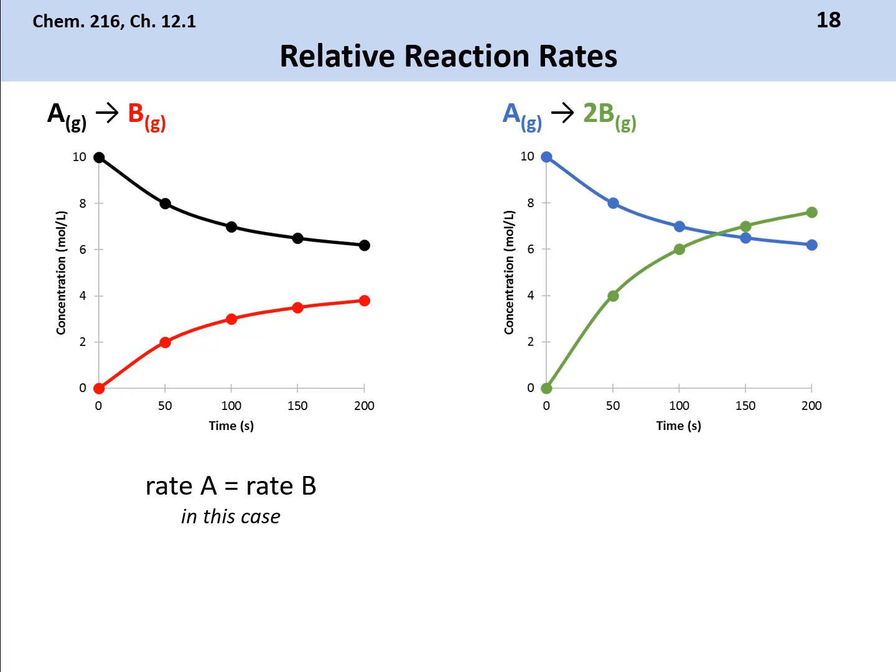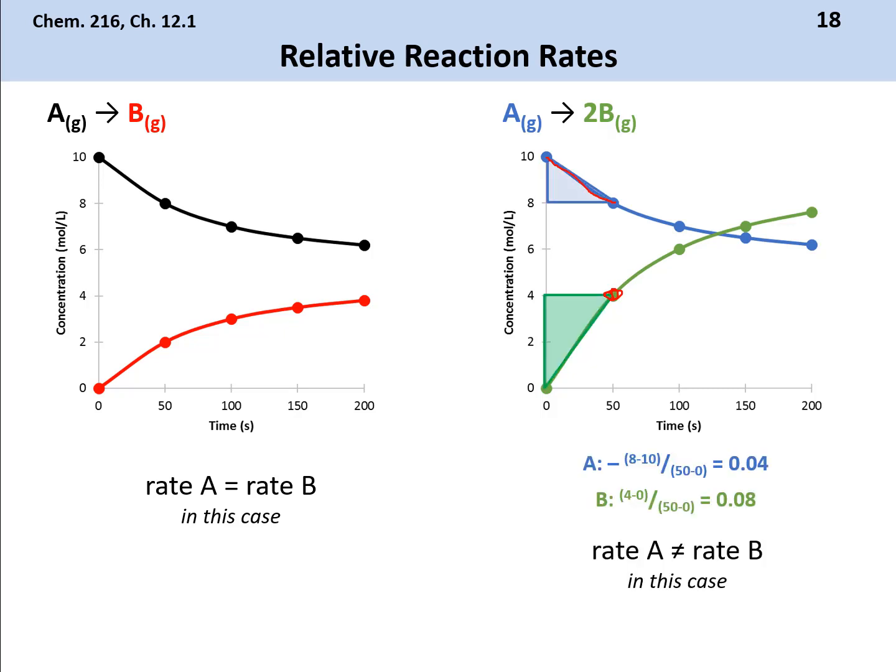Let's say I had a different reaction, A going to 2B. In this case, when I go from 10 to 2 molar for my A, I'm going to actually make twice as much of my compound B. So I'm going to have 4 molar.